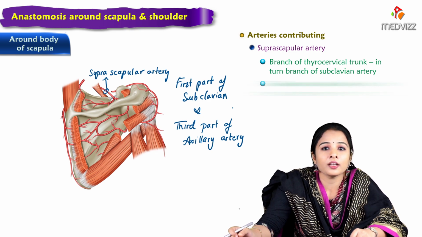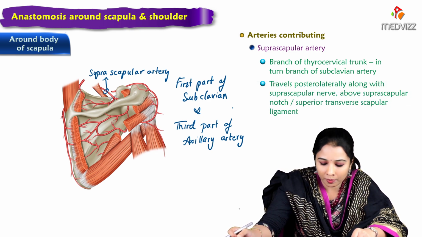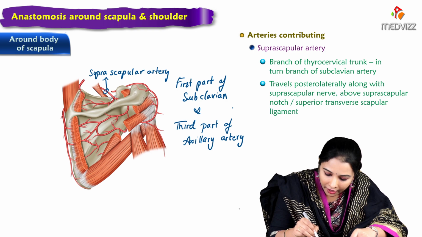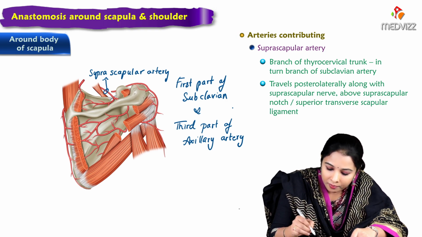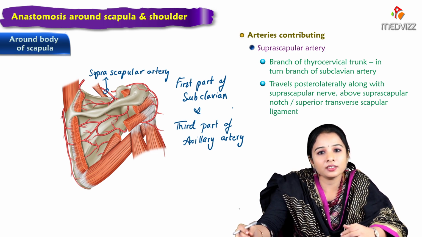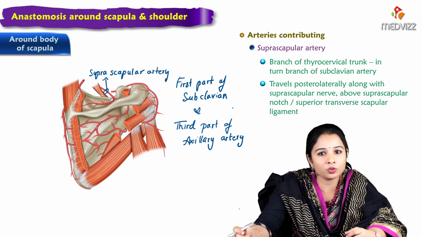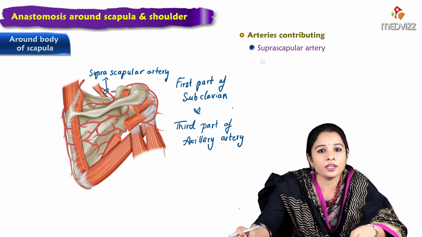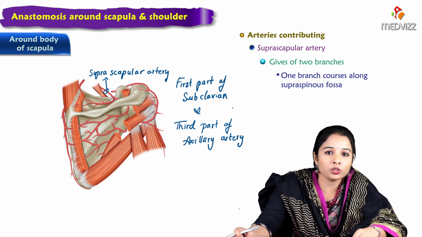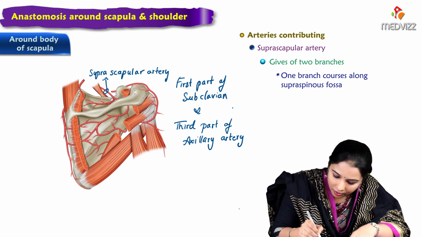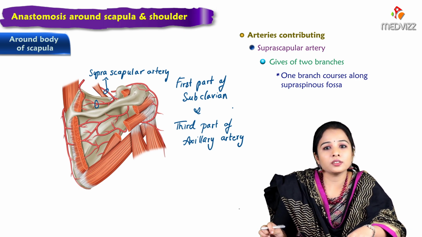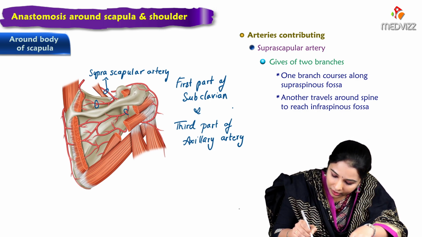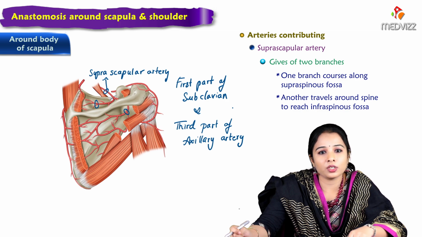The suprascapular artery travels posterolaterally along the suprascapular nerve. The suprascapular nerve will be inside the tunnel, that is the suprascapular notch, and above the transverse suprascapular ligament we find the suprascapular artery. As it travels along with the nerve, above the transverse scapular ligament, it gives off two branches. One branch courses along the supraspinous fossa. The other travels around the spine to reach the infraspinous fossa. So this is the infraspinous fossa branch.